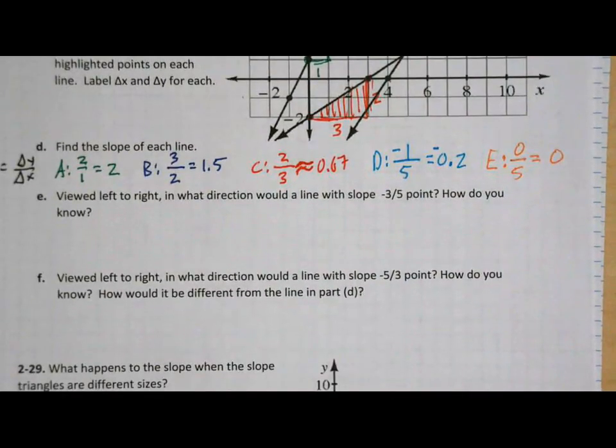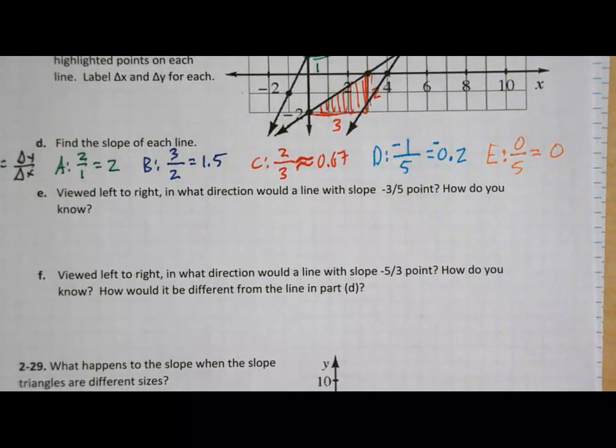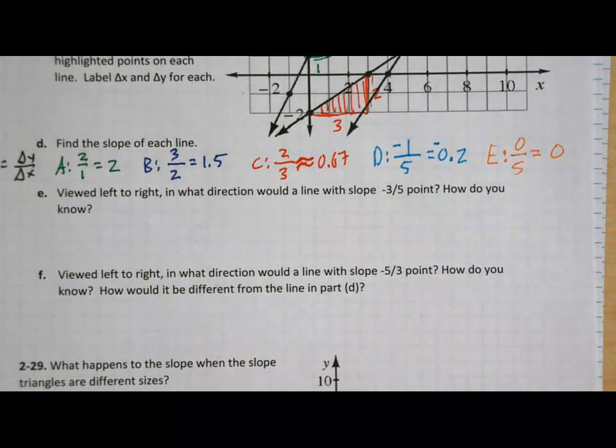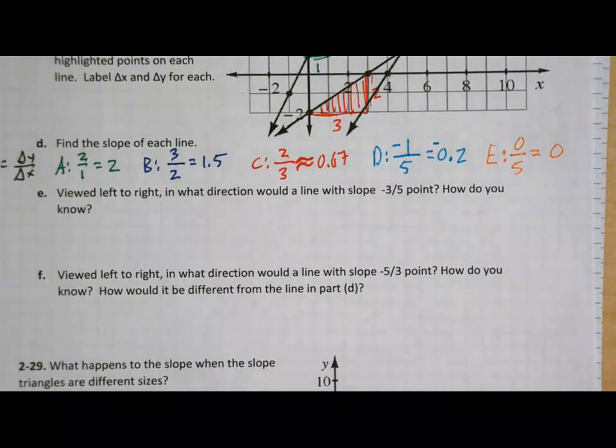All right, going to answer these next two kind of quickly because I want to move on here and get some examples in. So let's look at part E. This says, viewed from left to right, what direction would a line with a slope of negative 3 over 5 point?